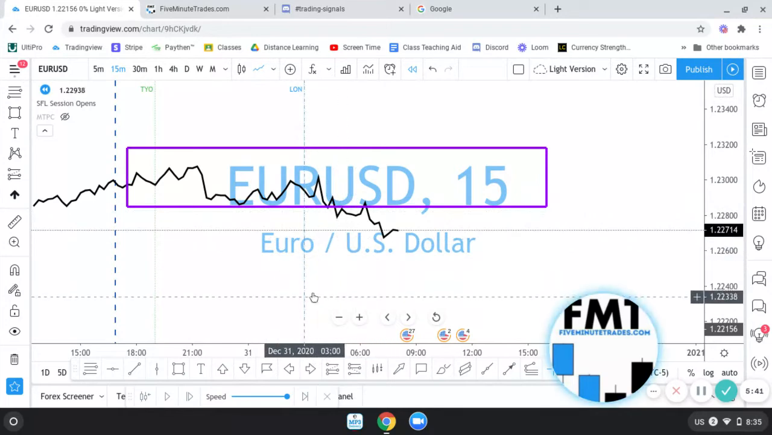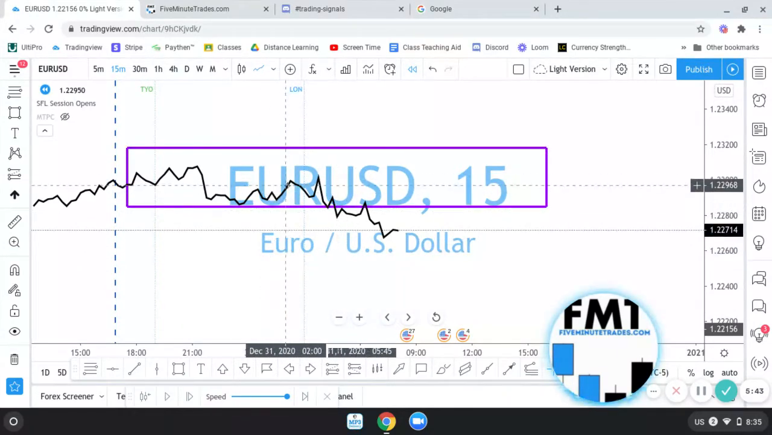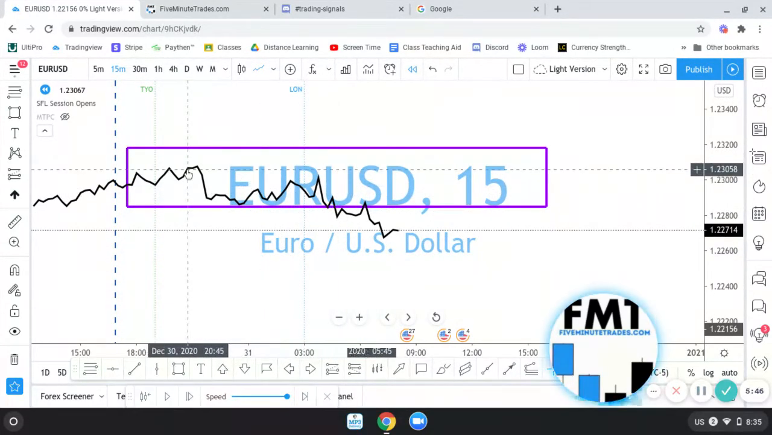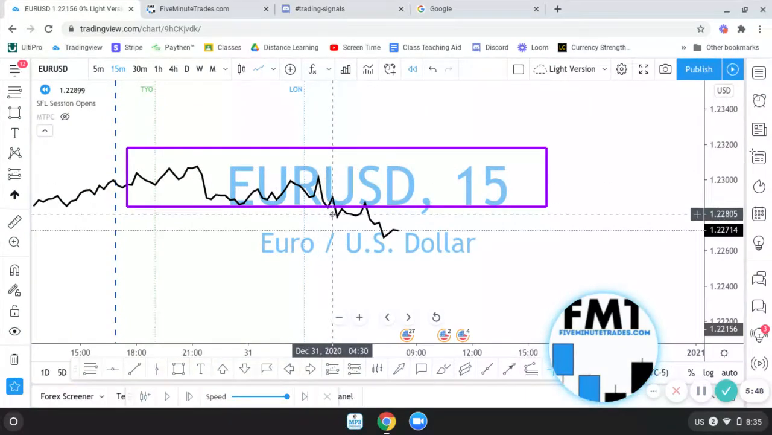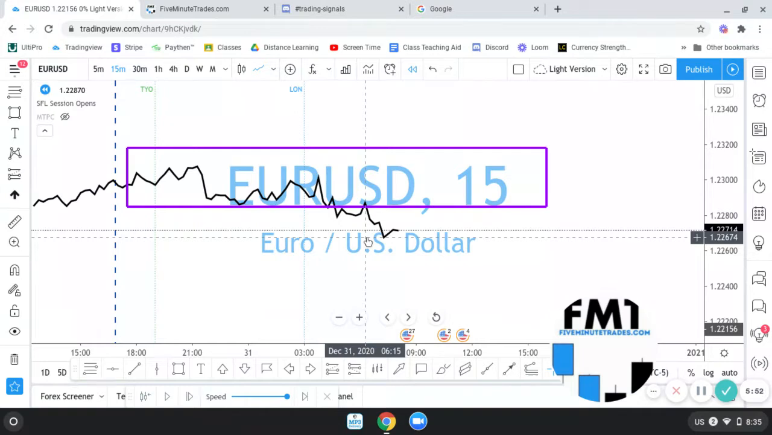Notice it's continuing to trend downwards. Market going by market structure. We have a high, a lower high, a lower low, a lower high, a lower low. So that tells us that this pair, which has been very bullish, is starting to turn bearish. So at 5minutestrades.com, we always focus on market structure. The market will tell us which way to go. And so let's follow the market.